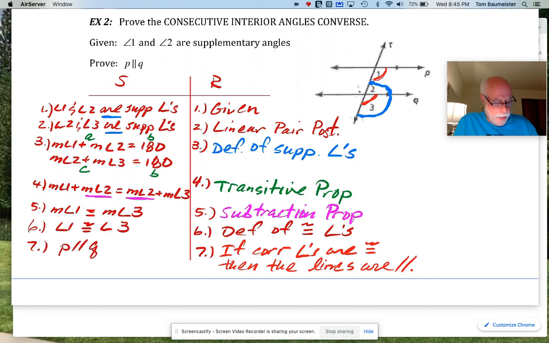Okay? And then remember, I can state that since they are supplementary, their measures equal 180 degrees. Again, the key word is "are" there. I told you if I see the word "are" or "is," a lot of times it'll be by definition of supplementary angles, which I just showed you.